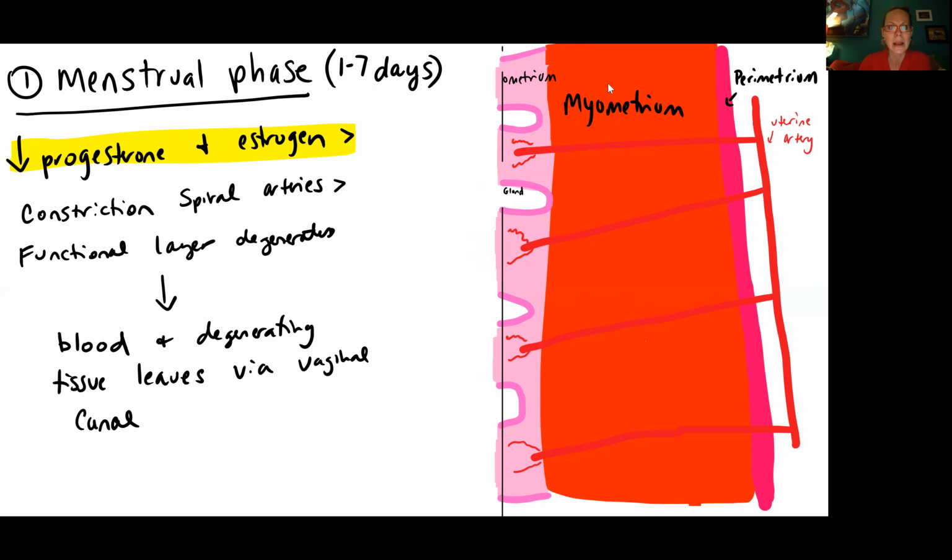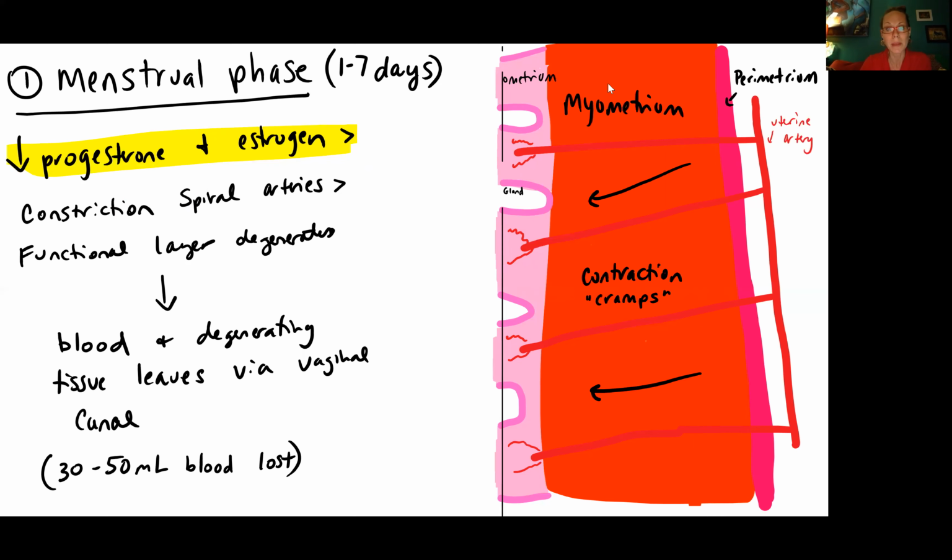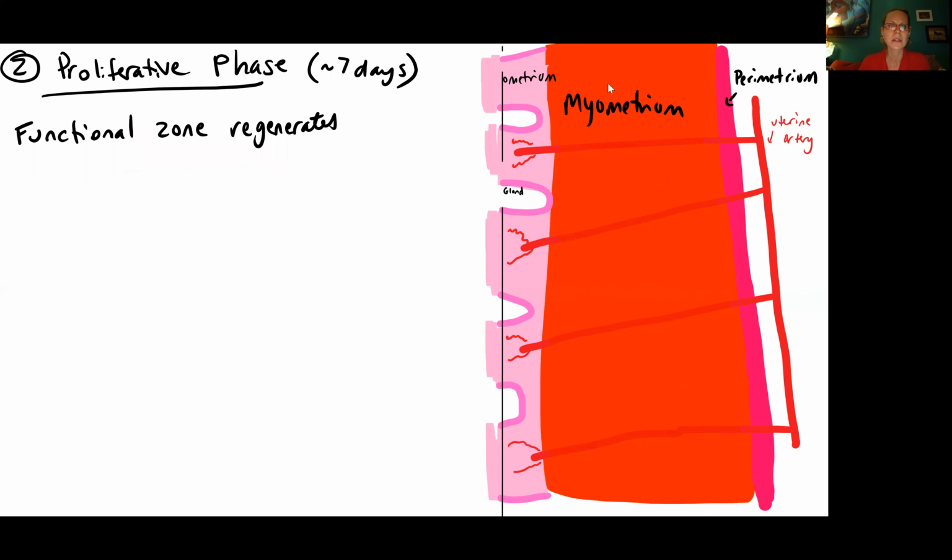So we're going to see this will cause degeneration of that functional layer, and that is the material that is lost during menses. So all of the blood and degenerating tissue is going to leave through that vaginal canal. We will see that the myometrium can contract to help with the expulsion of that material, and that can be detected or described as cramps. About 30 to 50 milliliters of blood is lost in that cycle. So it's not a whole lot.